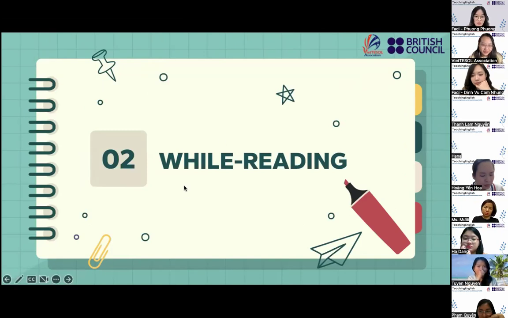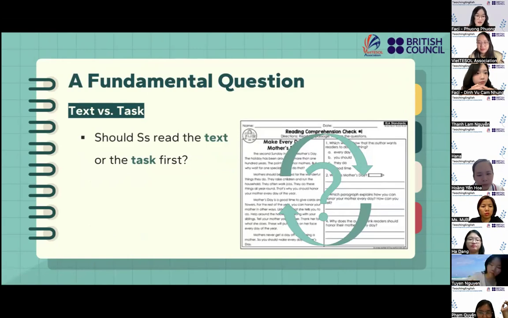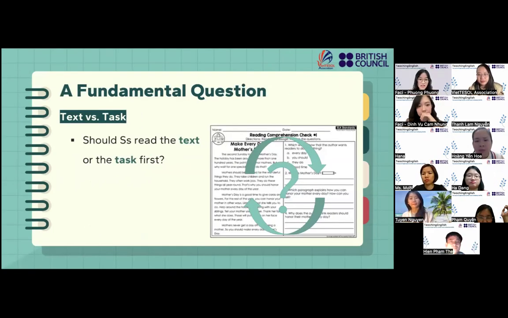For this section, before we begin, I have this very fundamental question for teachers. When we teach reading, you will have a text like the one on the left here, and then you will have some tasks or exercises accompanying the text. So in your opinion, should students read the text first or the task first? Text or task? What do you think?